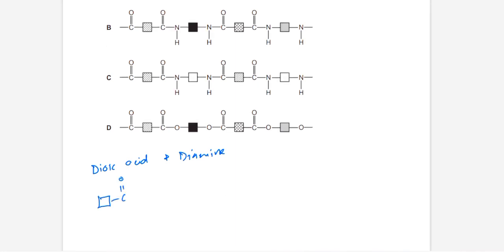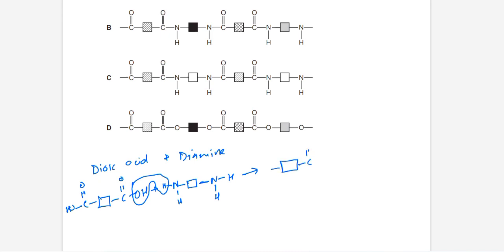Dioic acid has C double bond oxygen and OH at each end. Diamine means here will be nitrogen and hydrogen, with hydrogens on each nitrogen. So OH from the acid and H from the amine will react to form H2O. Let me tell you the type of bonding: carbon double bond oxygen attached to nitrogen and hydrogen. It is also called a polyamide because of the many amide bonds. This is the amide linkage.